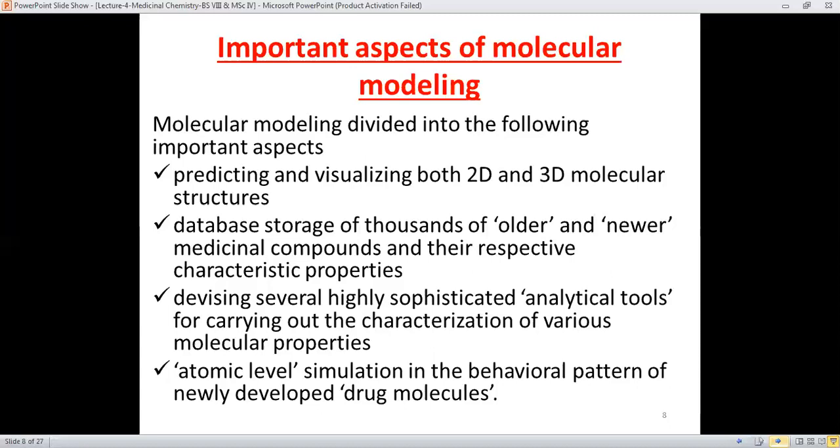And next is the atomic level simulation of the behavioral pattern of the newly developed drug molecule. What behavioral pattern it will show, what type of pharmacokinetics and pharmacodynamics will be shown by this drug molecule.